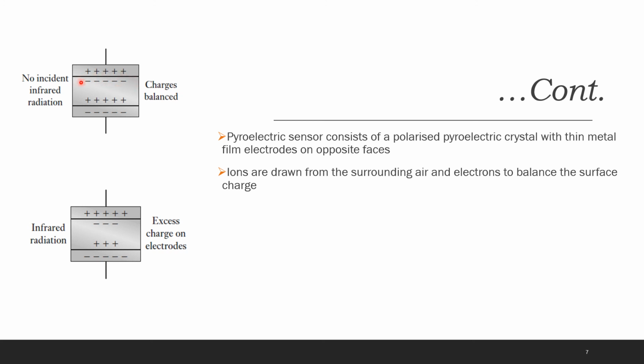So in the case of the top layer, in order to balance these assembled negative charges, positive ions from air as well as the electrodes will be aligned in this boundary. Similarly, in order to neutralize this assembly of positive charges, electrons from the electrode will be aligned at this boundary.